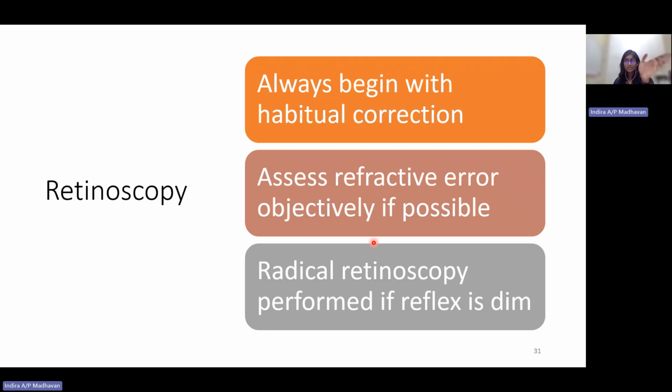So what you do is record down the result and convert it with the compensation power. If it is done at 20 centimeters, compensate for the distance that has been reduced in the power. So that is how to do radical retinoscopy. Radical retinoscopy is when you move closer and then try to refine it until you can see clearly.